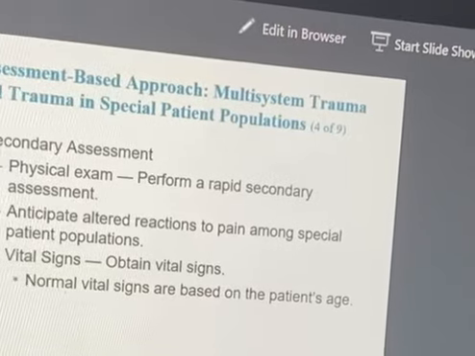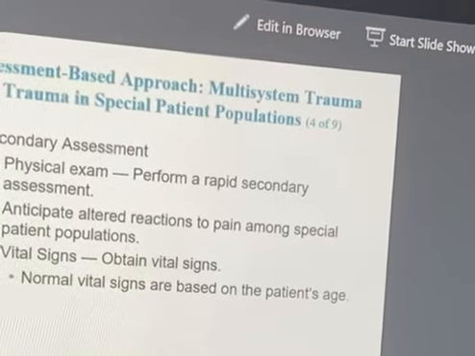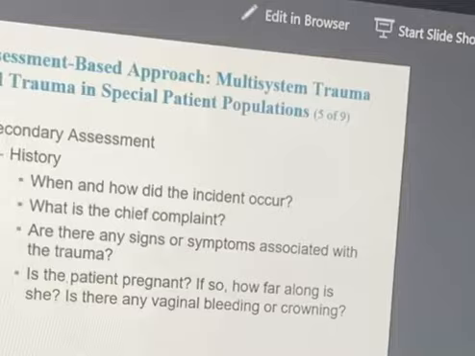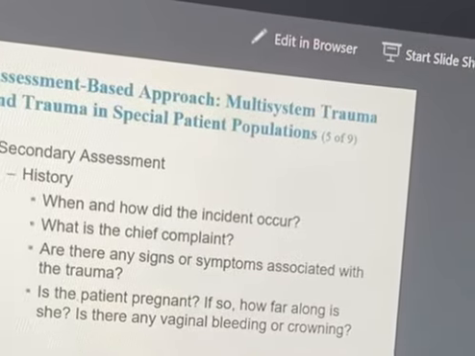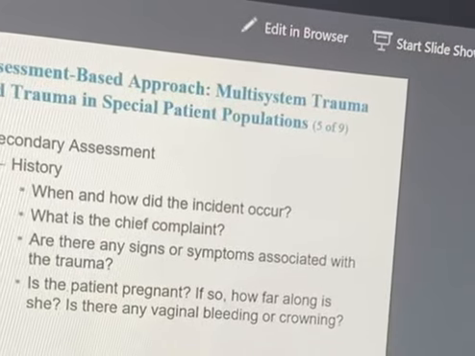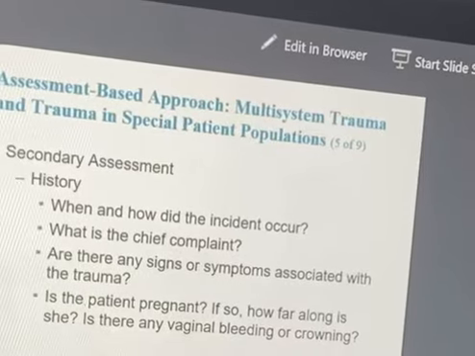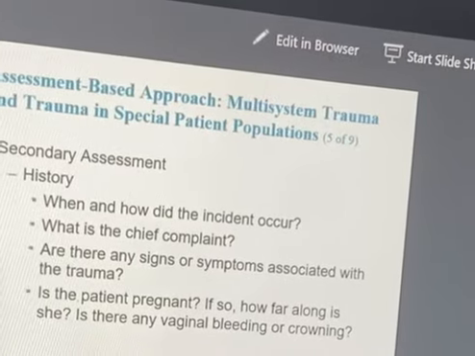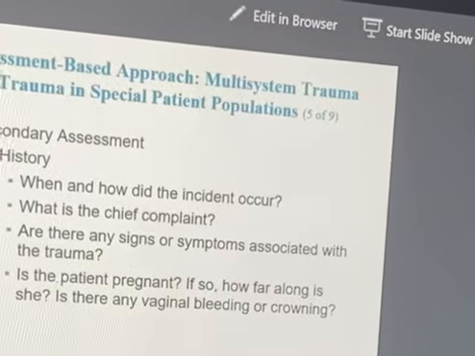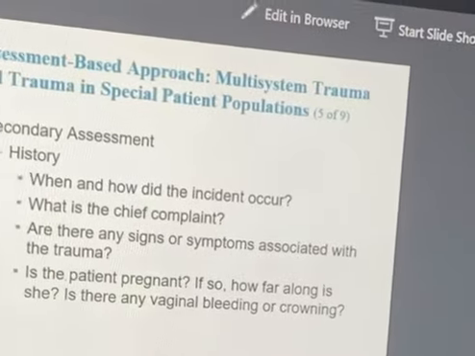So, we need to know the normal vital signs based on your patient's age. All right. You need to know their history. Are they pregnant? If so, how far along? Any vaginal bleeding? Have you been feeling the baby move after the trauma?